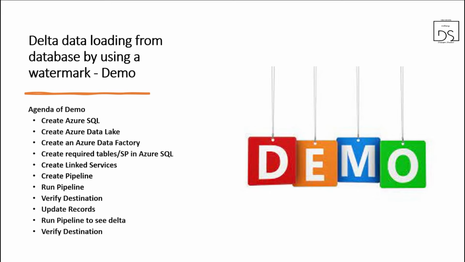Because I wanted to have this demo end to end, I am going to create Azure SQL, Data Lake and Data Factory. Then we will create the required tables and stored procedures, create linked services, create the pipeline, and run the pipeline. Again, we will update records and then run the pipeline to see whether the delta is coming or not. If you want to go to a particular section, you can fast forward. So let's start this demo.